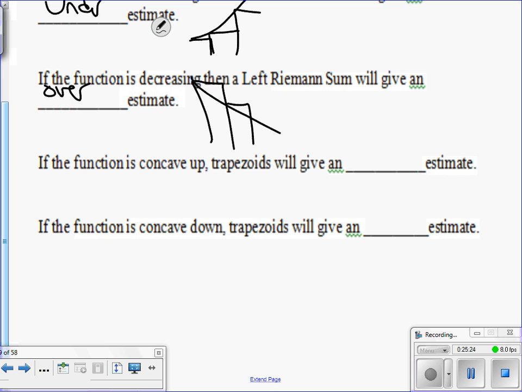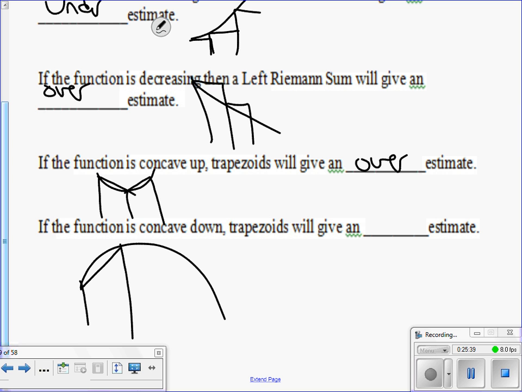If your function is concave up, and you've used trapezoids, over. And if your function is concave down and you use these trapezoids, your approximation will be under. So when you try these problems tonight, try to keep all this in mind, because I've tried to cover that you can approximate derivatives with the slope formula, and definite integrals with rectangles or trapezoids, and the other stuff.